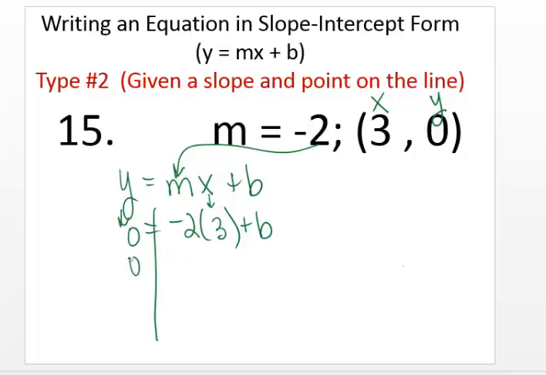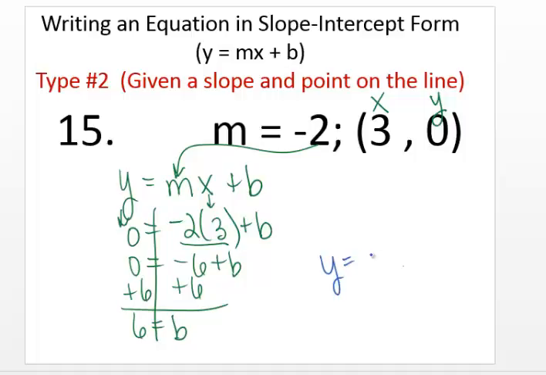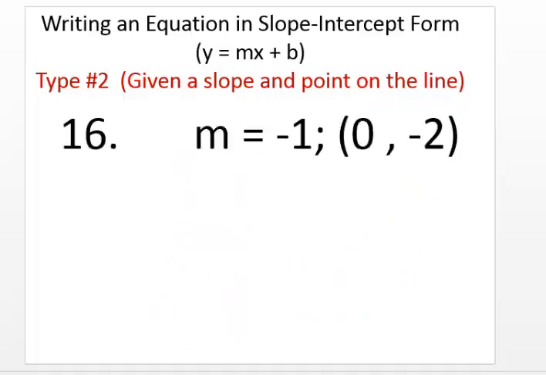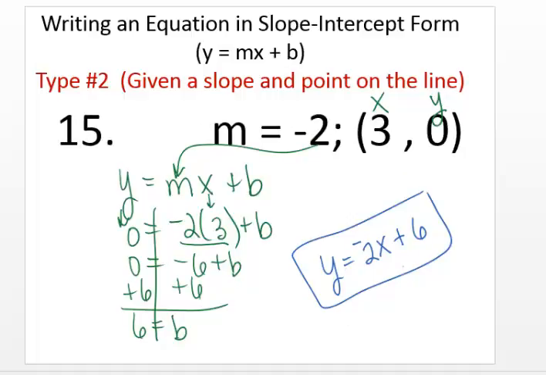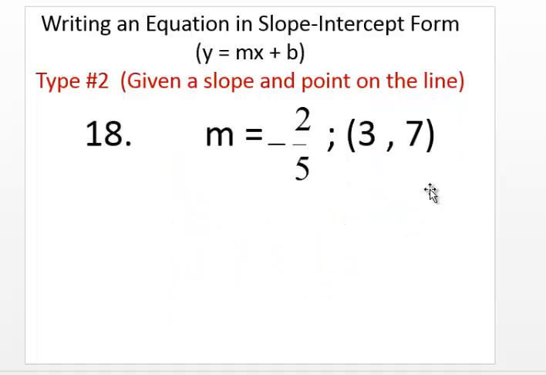When I solve for this, I get 0 equals. This is negative 6 plus b. That allows me to solve for b by adding 6 to both sides and I get b is 6. Final solution, y equals m is negative 2, x plus my b value is 6. Equations of lines typically have both x and y in them. Let's look at one more example here.